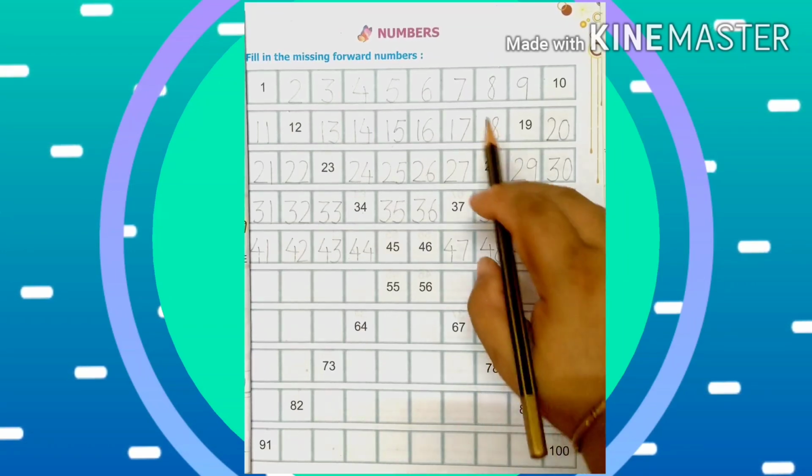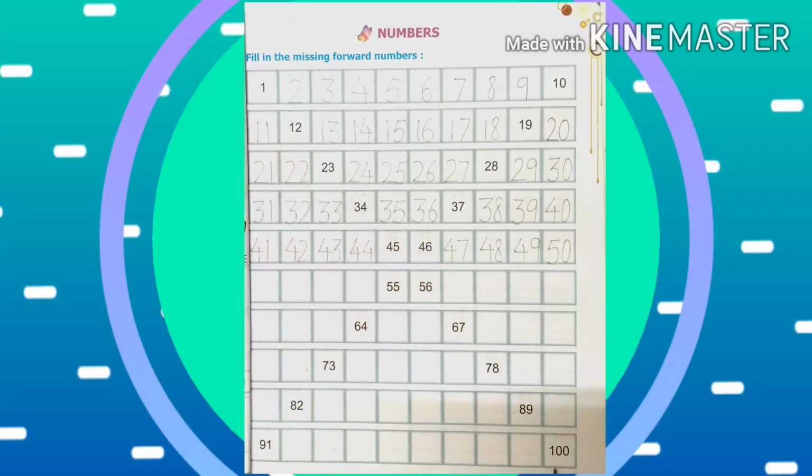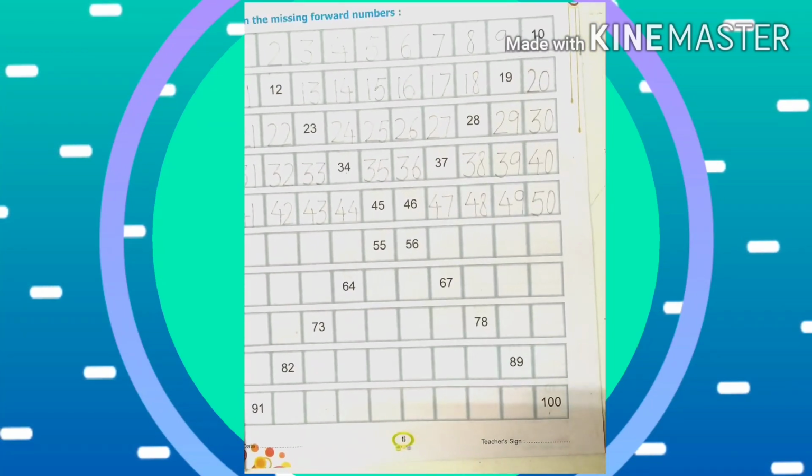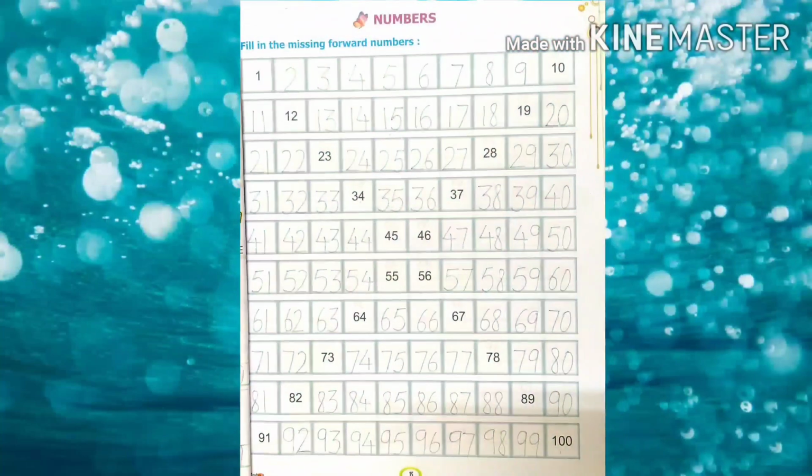Children, you have to complete 1 to 100 in this space. Okay? Children, you have to complete forward numbers like this. Okay? With sharp pencil.